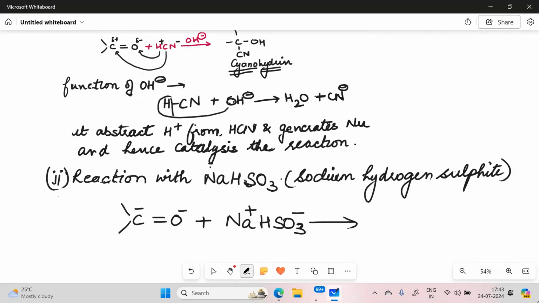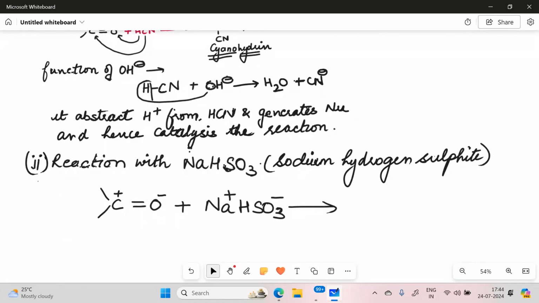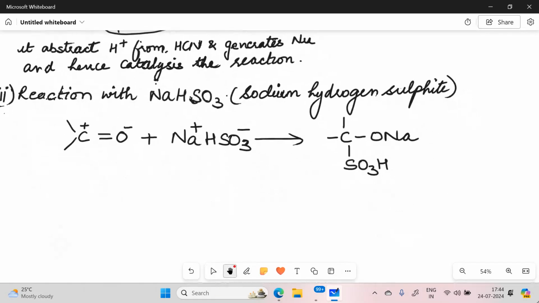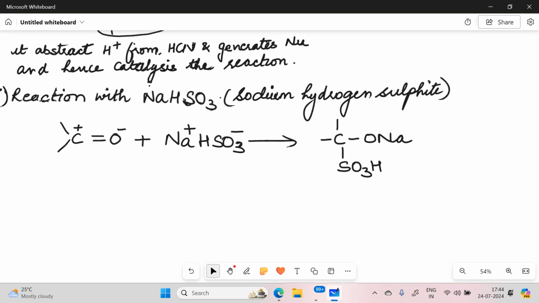Similarly, in the carbonyl group, C is positive, oxygen is negative. So when you do the addition reaction, the positive part goes with oxygen, it becomes ONa, and this HSO3 goes with carbon to form this product. This is simple nucleophilic addition. You have to add the negative part to the positive side, positive to the negative side. So this SO3H goes with carbon and Na goes with oxygen.